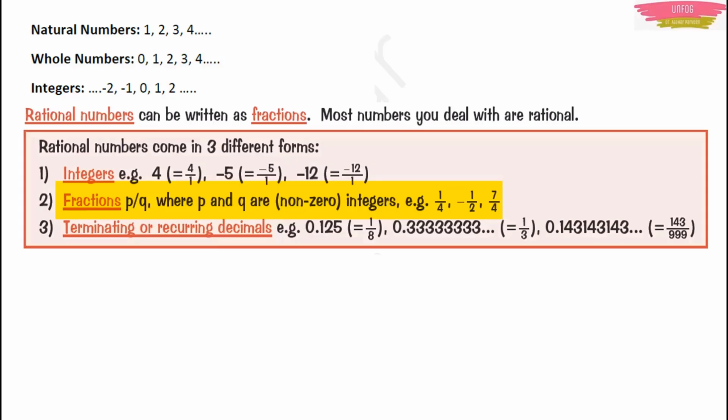That means P by Q, right? Here, only one condition is that your denominator, the Q, will be a non-zero integer. Because if it is 0, then your fraction will become infinity. Anything divided by 0 becomes infinity. That's why in rational numbers, fractions are written in the form P by Q and Q will not be equal to 0. Okay? There can be a negative sign in the fraction, there can be a positive sign in the fraction.